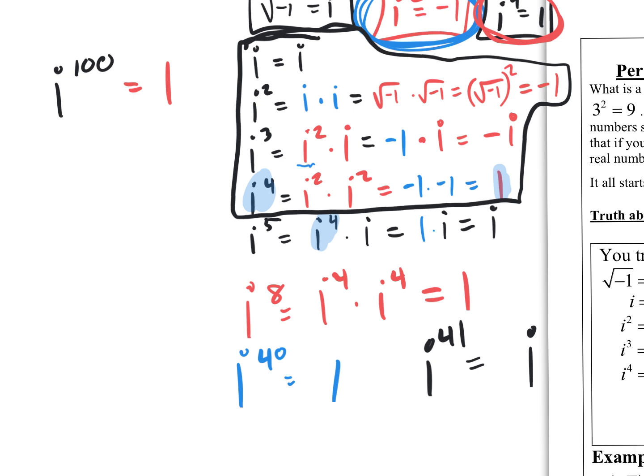But what if I had i to the 102? Well, then you'd have 102 divided by 4. That would go in 20 times. You'd have a remainder of 2. So you're really only dealing with those remainder of 2 i's. i times i is i squared, which is negative 1. So you guys are getting it?